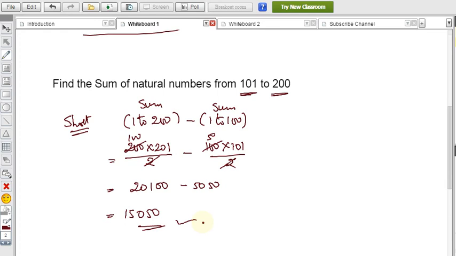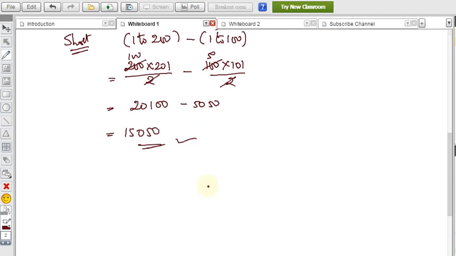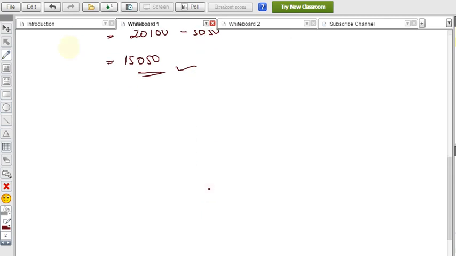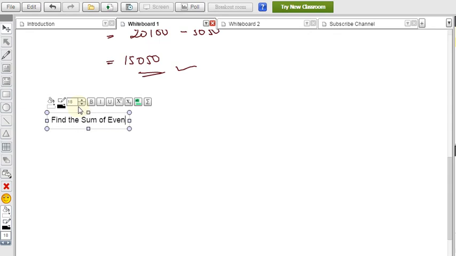So this is the formula for the sum of the natural numbers. Next, instead of natural numbers, if the question is asked about even numbers or odd numbers, let us see one more. Find the sum of the even numbers from 1 to 100.